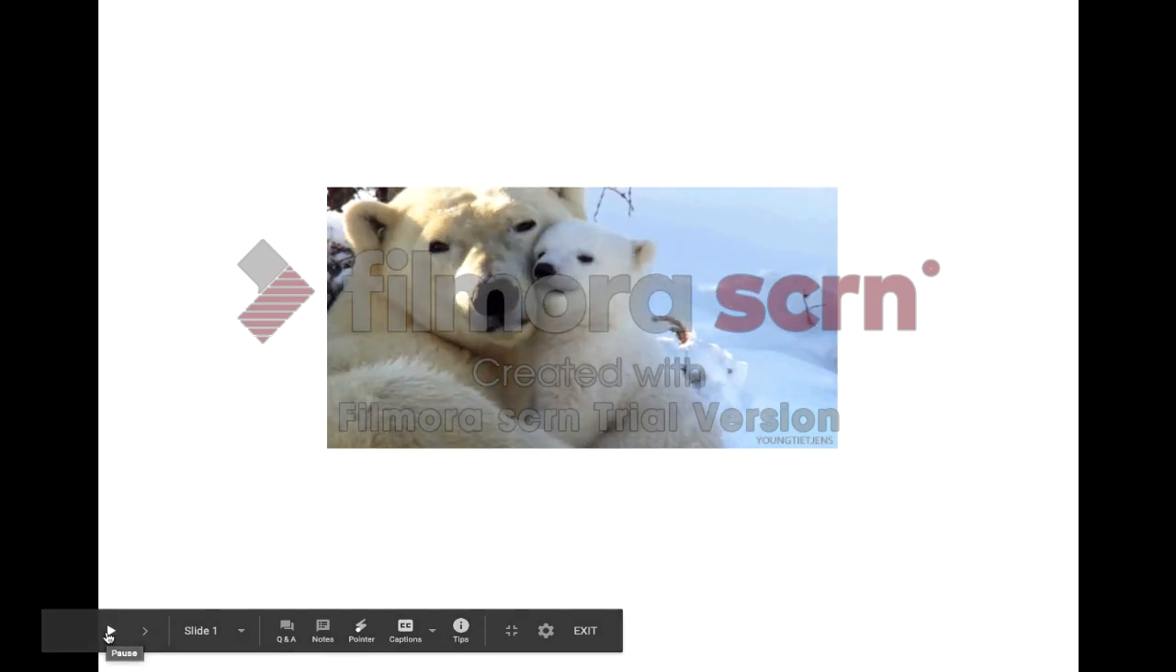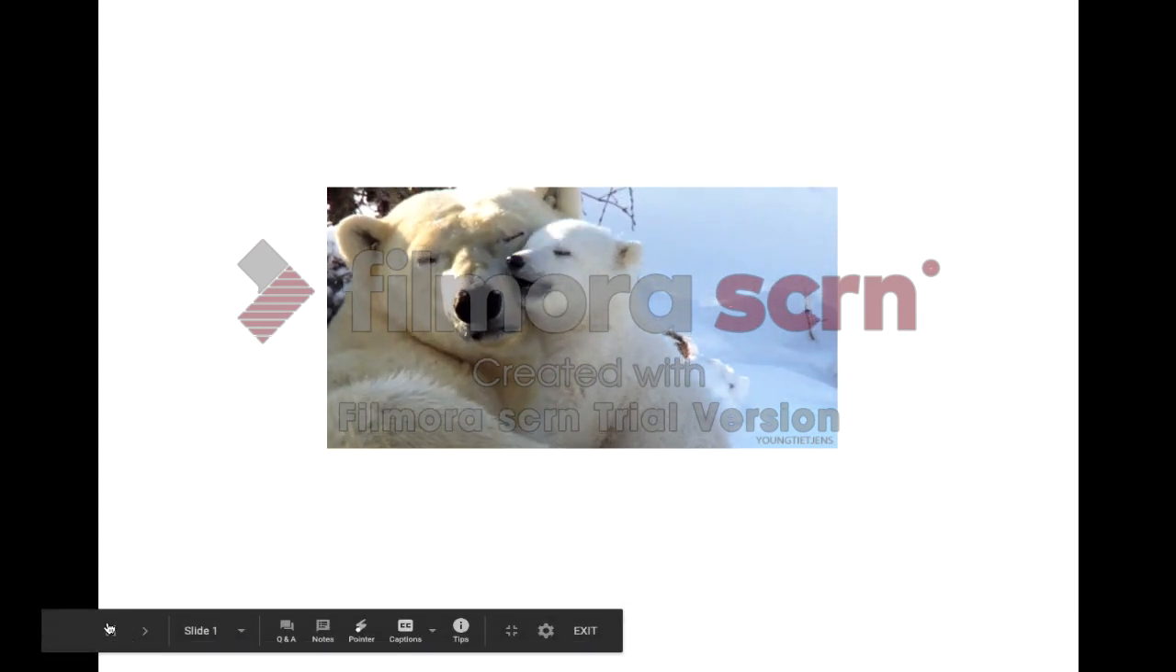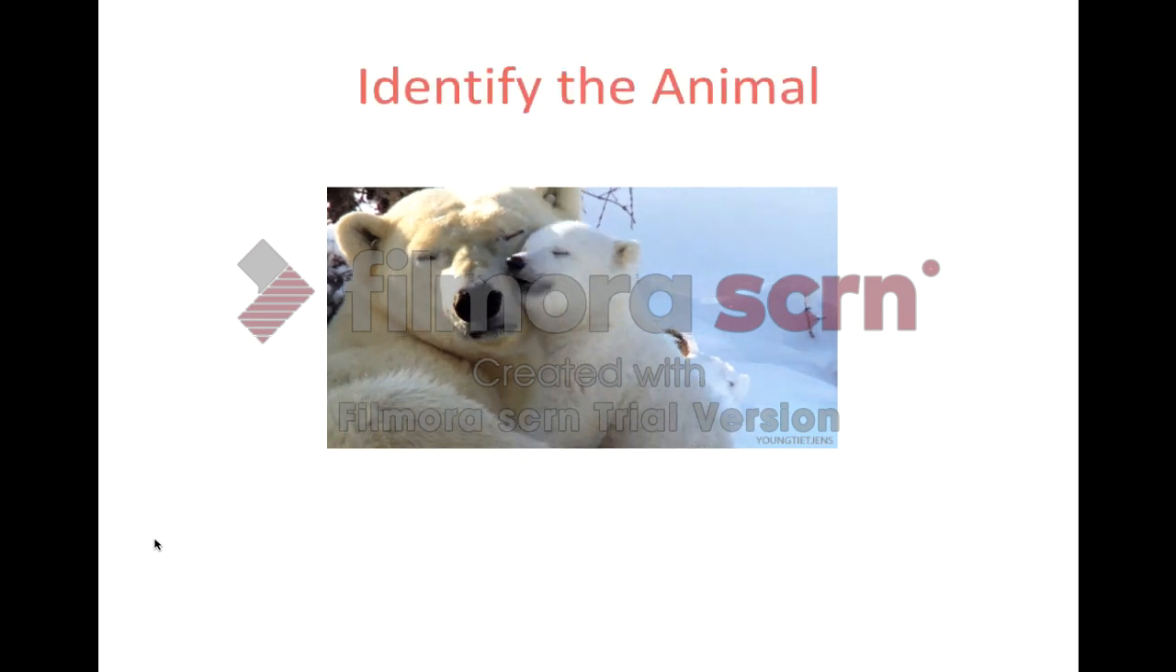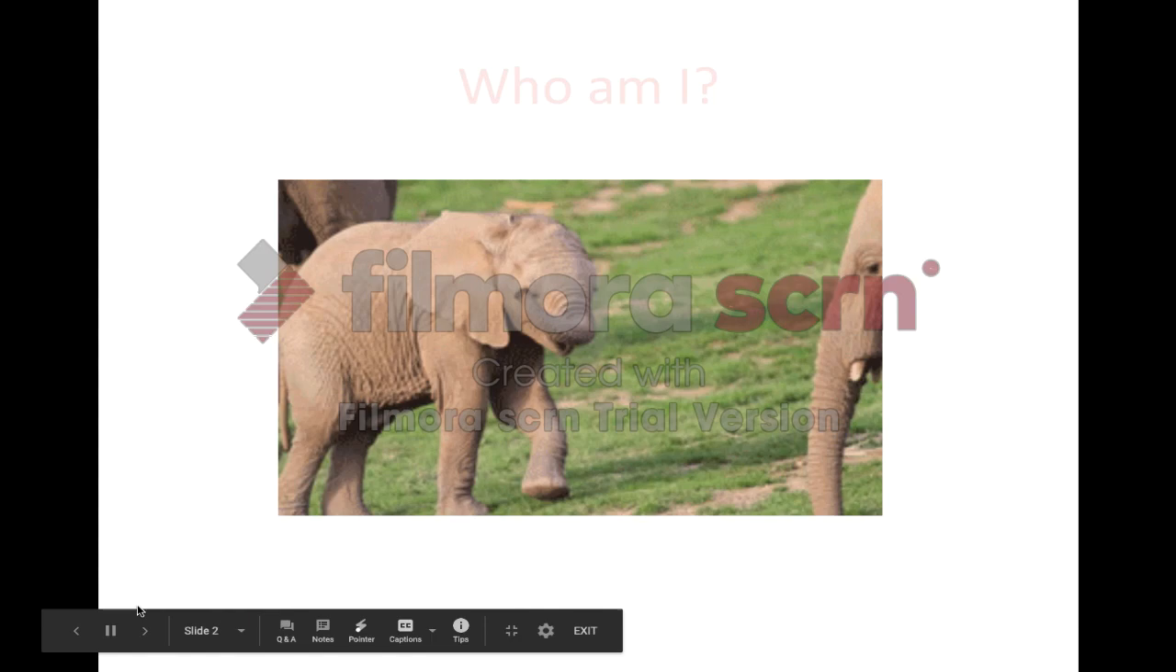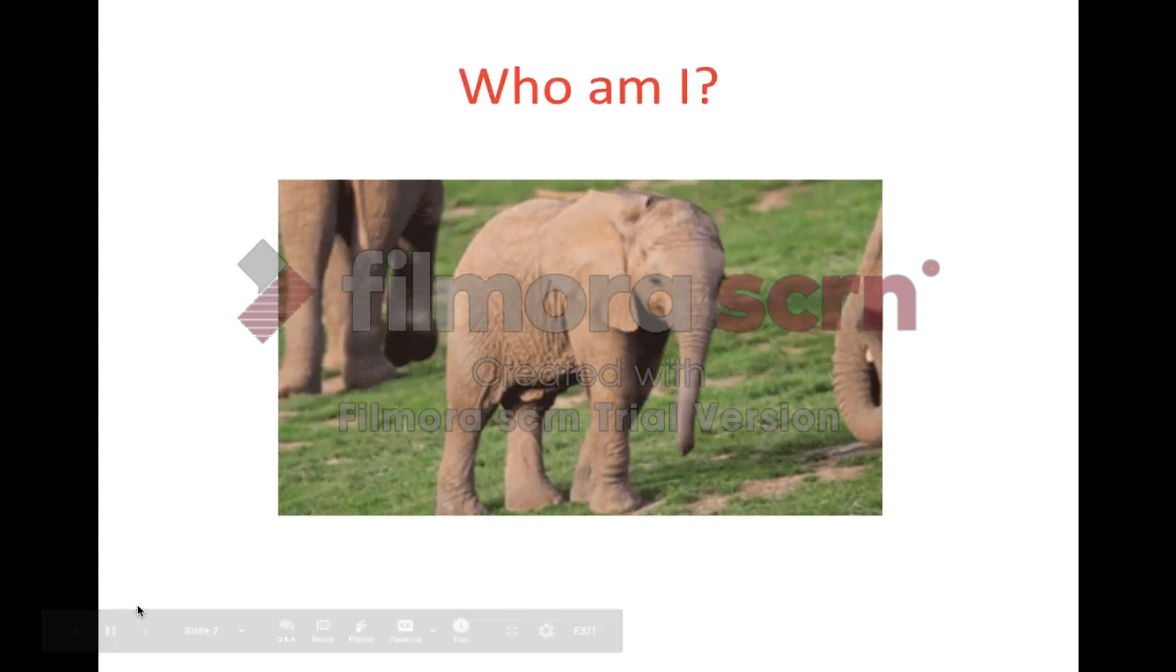Now, today, before we start with the story, let us look at these animals. Can you identify this animal? Yes, this is a polar bear. And what about this animal? It is an elephant.